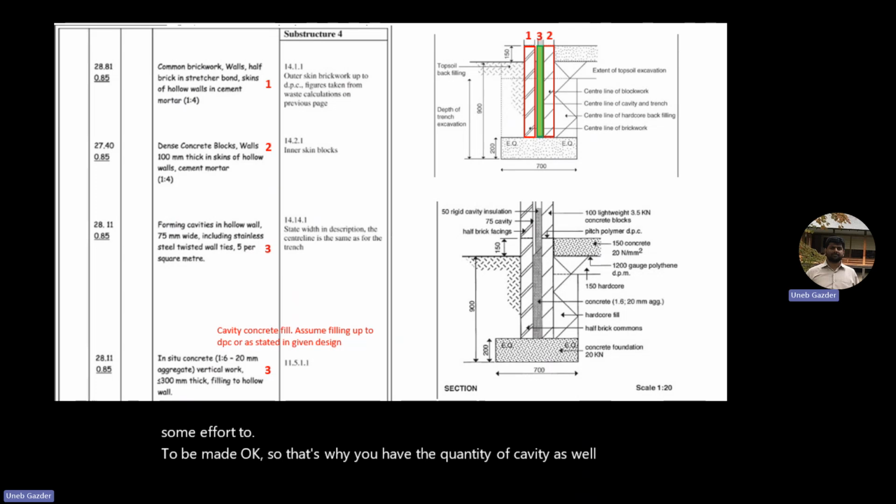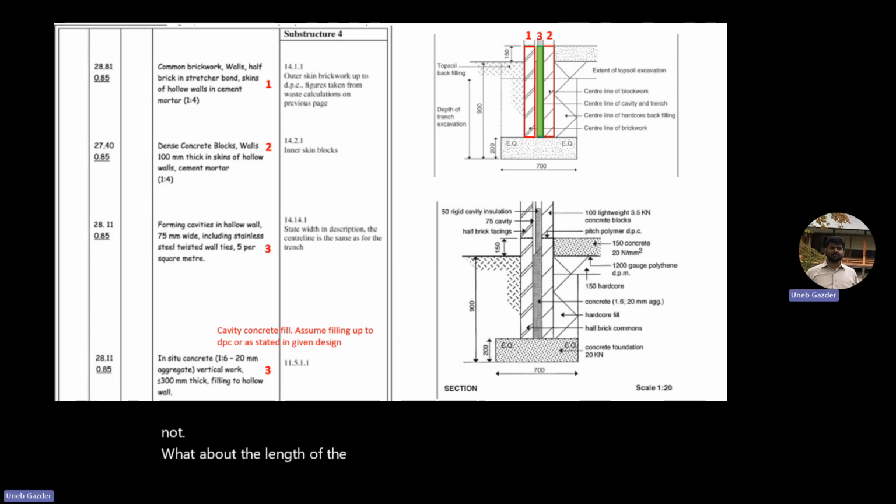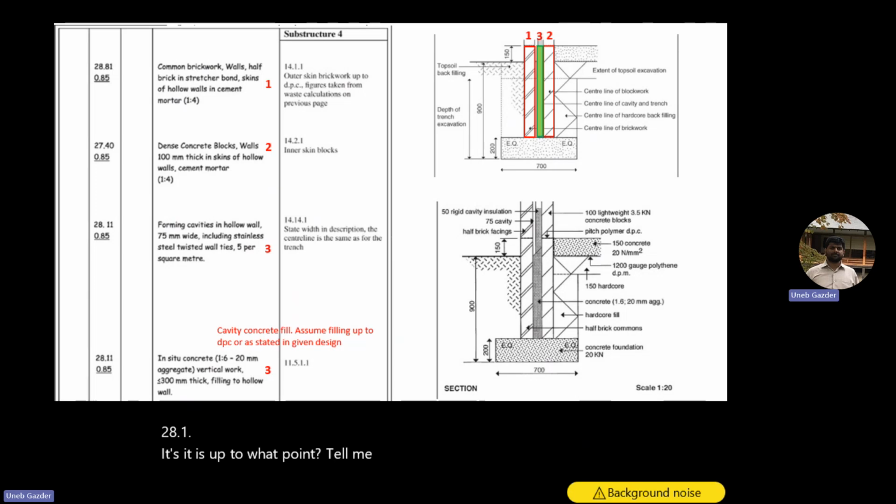So the height of cavity, no problem, right? Same as for the brickwork and the blockwork and everything. Fair enough. What about the length of the cavity? Can somebody explain how did we get 28.11? It is different than the other, right? How did we get it? 28.11. It is up to what point? Tell me from this figure. The length of cavity is taken up to what point?